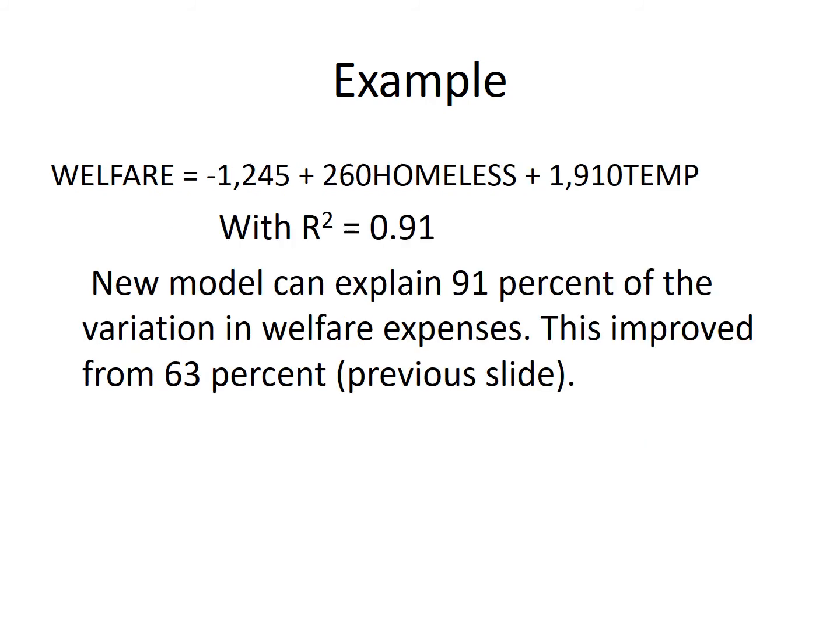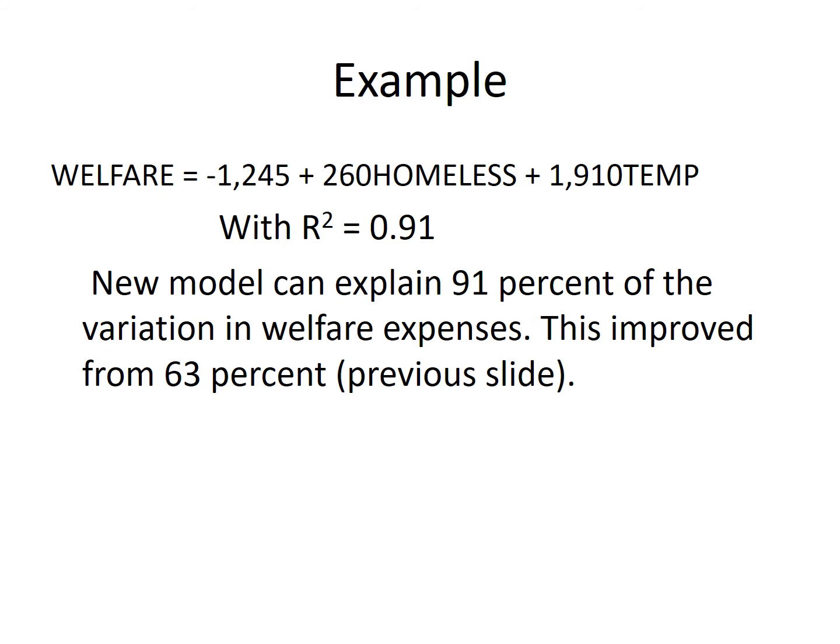So then in the second example, we have now multiple regression. We find that the constant is negative 1,245, plus the slope is 260 times homeless, plus temperature is 1,910, and we have an r squared of 91, capital R squared. And so that means that 91% of the variance is explained by these two variables, homelessness and temperature.